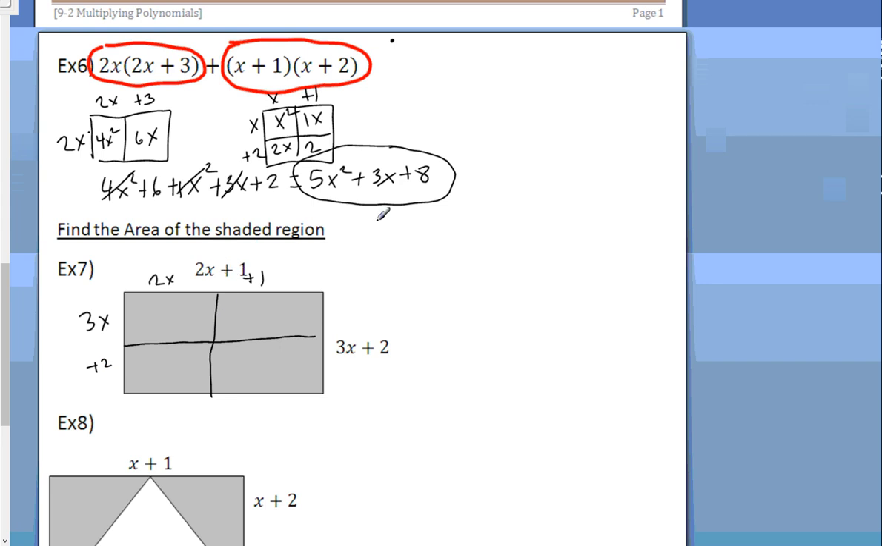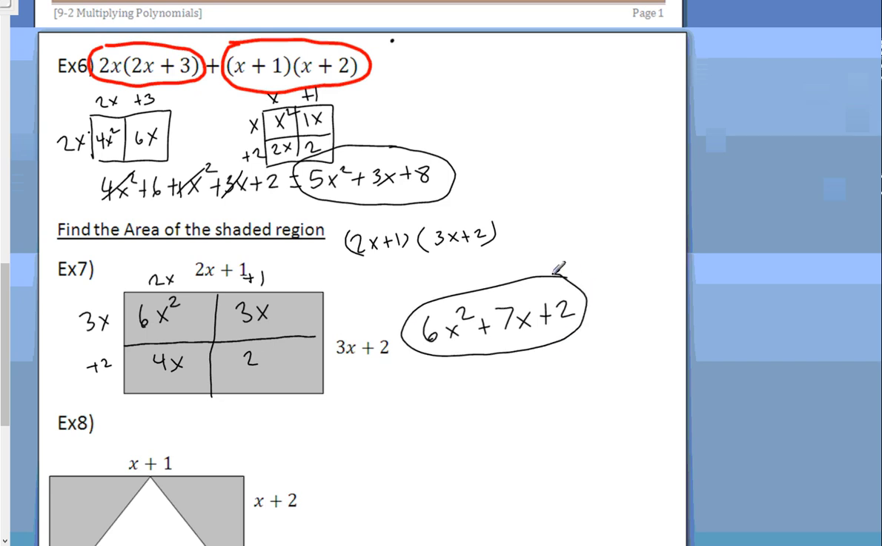To find area, you do length times width. So to find area, you're doing 2x plus 1 times 3x plus 2. Well, that's exactly what we've been doing. When you do Punnett squares, you're actually finding the areas. Right? You're doing lengths times widths. So let's do that. 3x times 2x is 6x squared. 3x times 1 is 3x. 2x times 2 is 4x. 2 times 1 is 2. At the diagonal, I get 6x squared plus 7x plus 2. And my friends, that is easy.